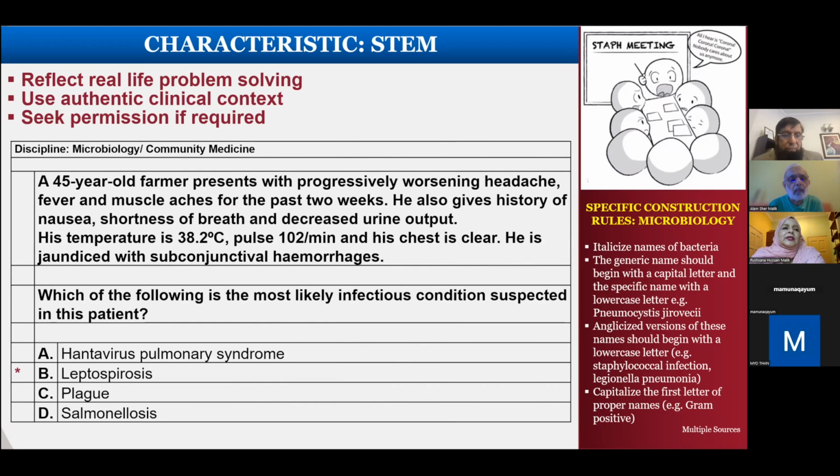Here is a microbiology question, which shows the symptoms of the condition and the general physical examination, and then the question is mostly on the most likely infectious condition suspected in this patient according to the information provided in the scenario. Leptospirosis is quite common in this part of the world, and usually the patient will present with it. So the question is quite valid for people living in this area.